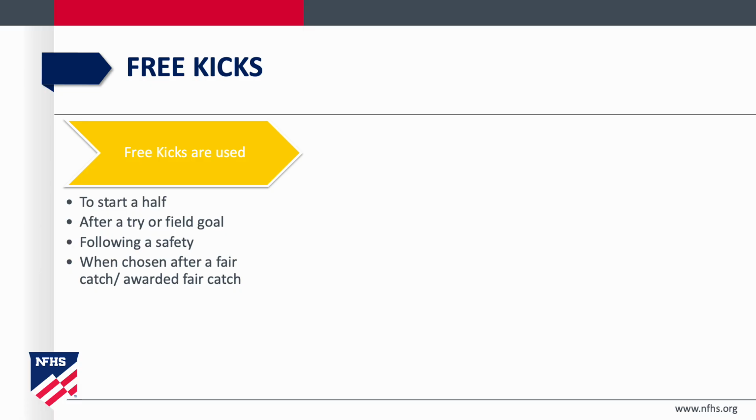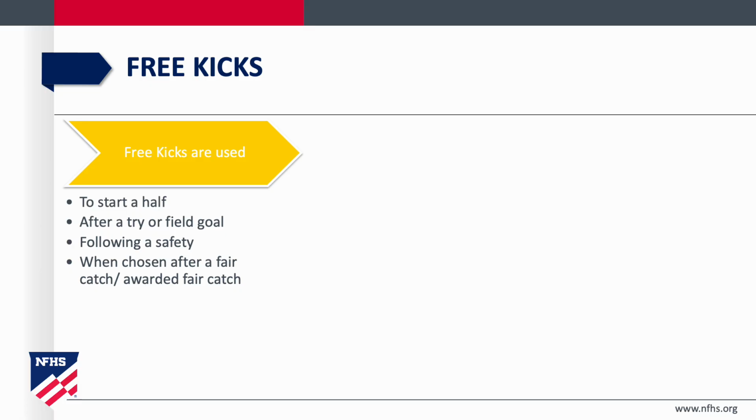After a try or successful field goal, the opponent of the scoring team actually has the option as to which team will kick off. Unless the coach of the team scored on explicitly tells us they want to kick off, we just assume that the scoring team will kick.